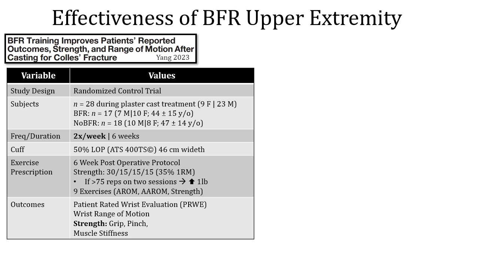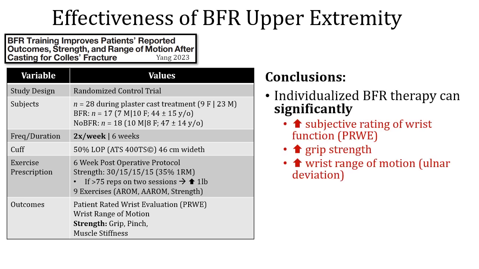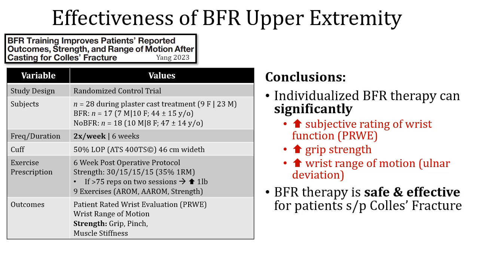Their outcomes: they did the patient-reported wrist evaluation questionnaire. They did range of motion in multiple planes, strength, as well as muscle stiffness. So the conclusions here: individualized BFR therapy can significantly increase subjective rating of wrist function, increase grip strength, and increase wrist range of motion, specifically ulnar deviation. And BFR therapy is safe and effective in the individual that is casted after a Colles fracture, which is really encouraging and consistent with some of the findings that we saw with the ORIF of the distal radial fracture, even though these guys aren't post-op.